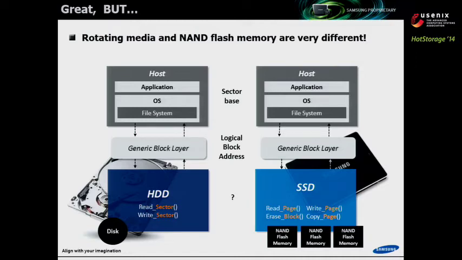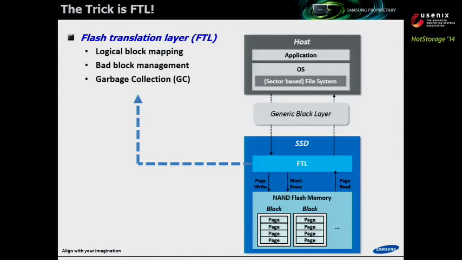Unlike the traditional rotating media, SSD has NAND flash memory, which is organized into pages and blocks. Data in NAND flash memory is written and read at the page level, and erased at the block level. So presenting logical block addresses makes sense for hard drives, as their sectors can be overwritten, but it is not suited for the workings of NAND flash memory. So a flash translation layer is implemented in the SSD controller to emulate the hard drives and expose logical blocks to the upper level.